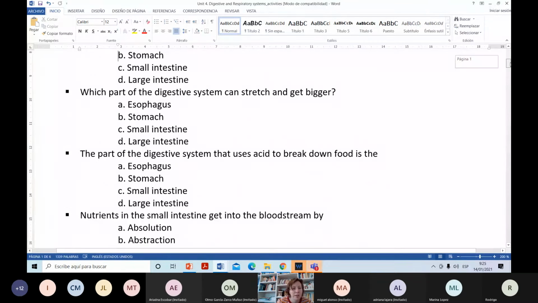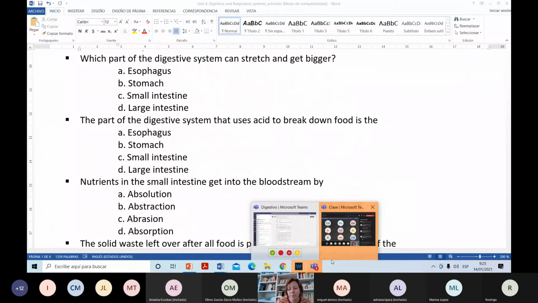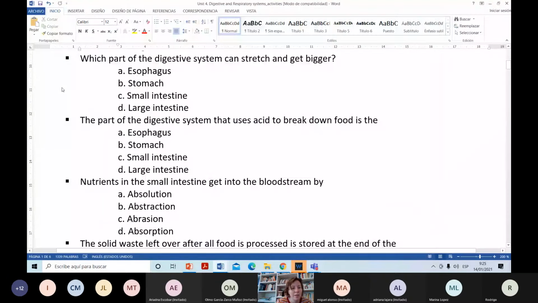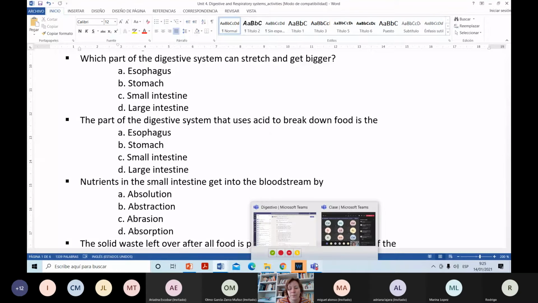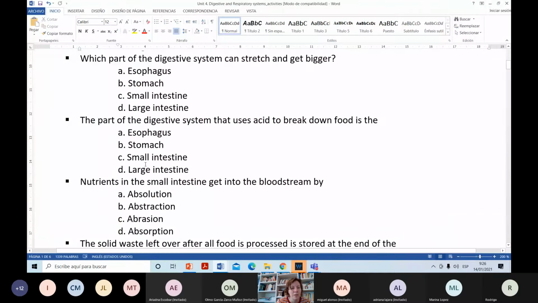Next one. The part of the digestive system that uses acids to break down food. Maybe Ariadna, you can answer this one as well because you didn't get yours right. Which one is the one that uses acid to break down food? It's the stomach again. Okay, so two answers with the stomach.